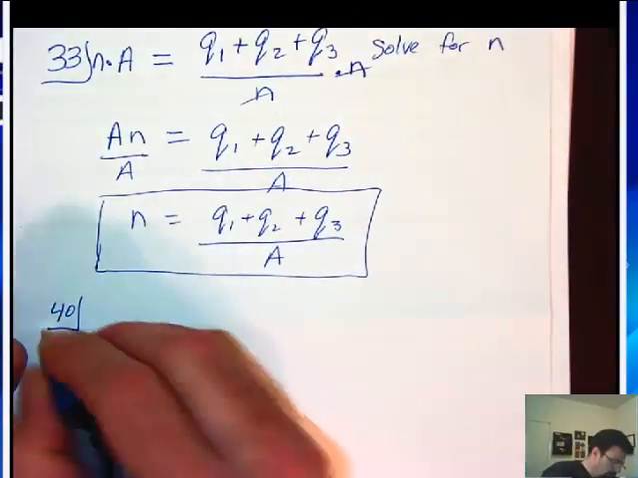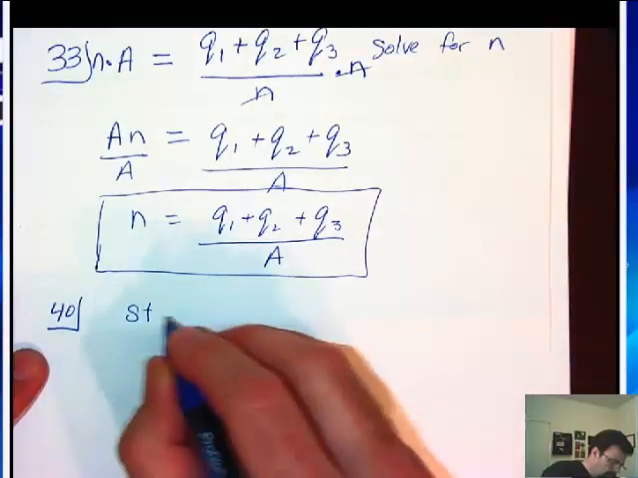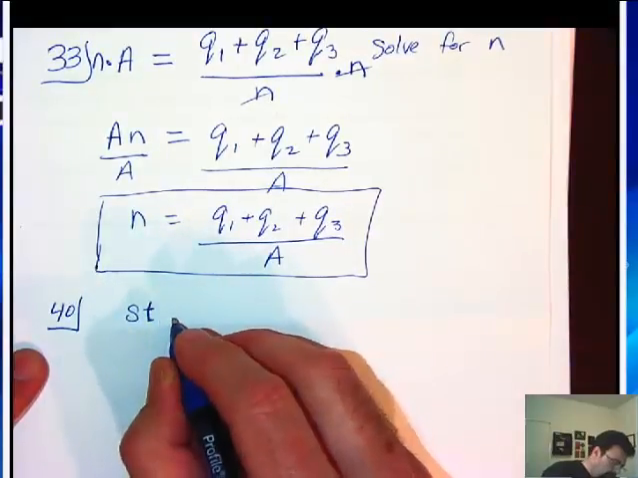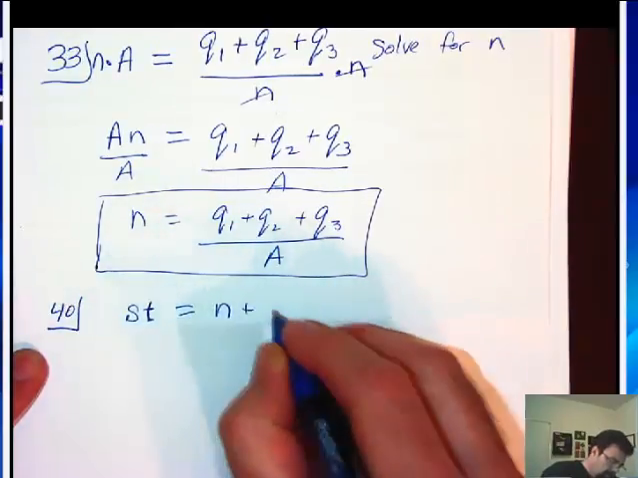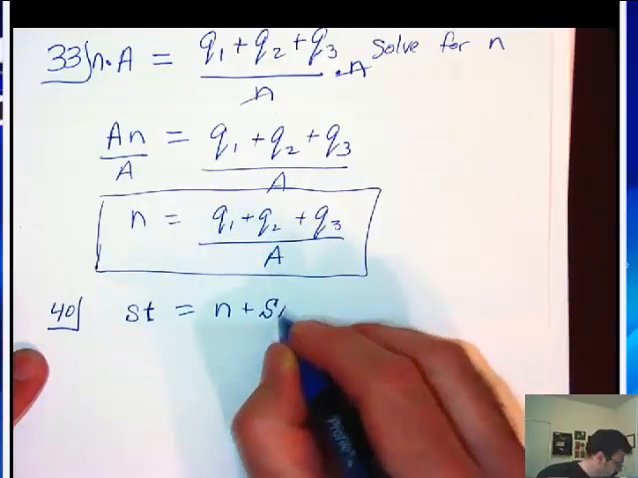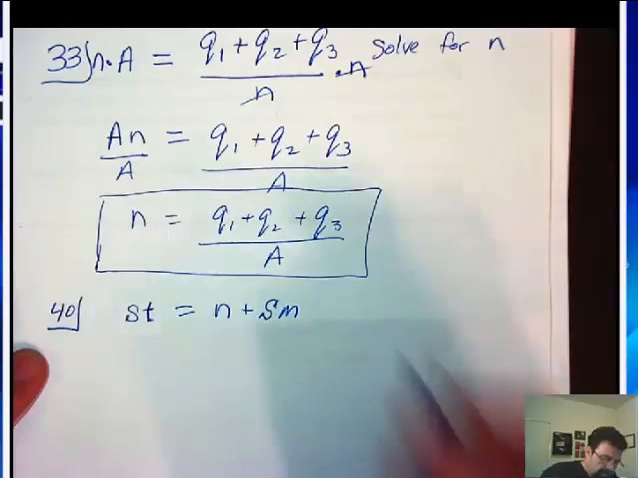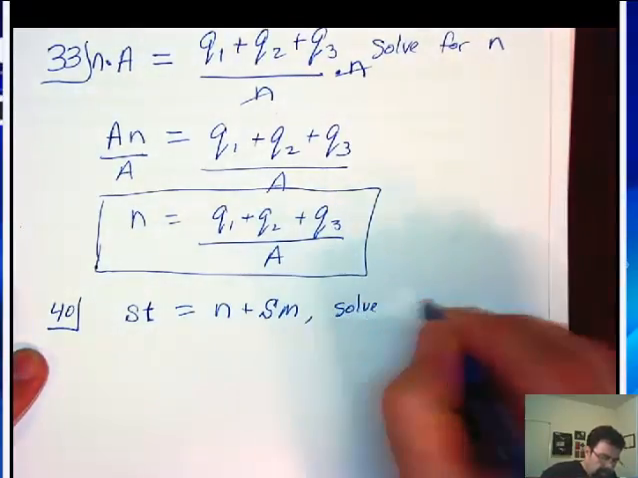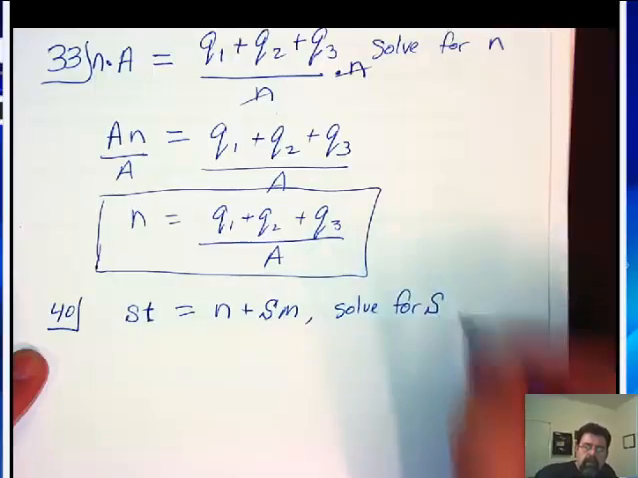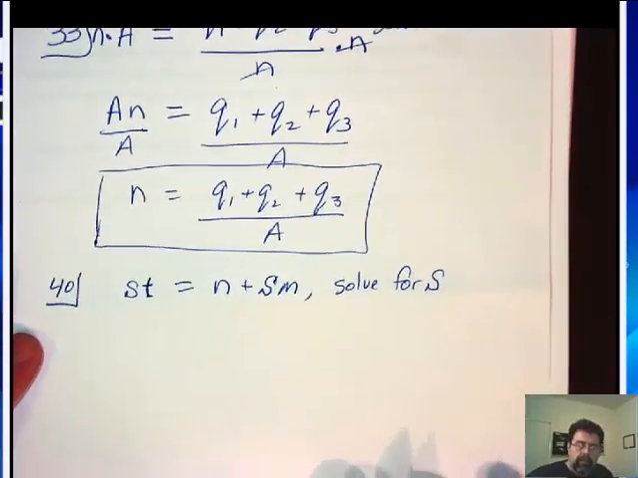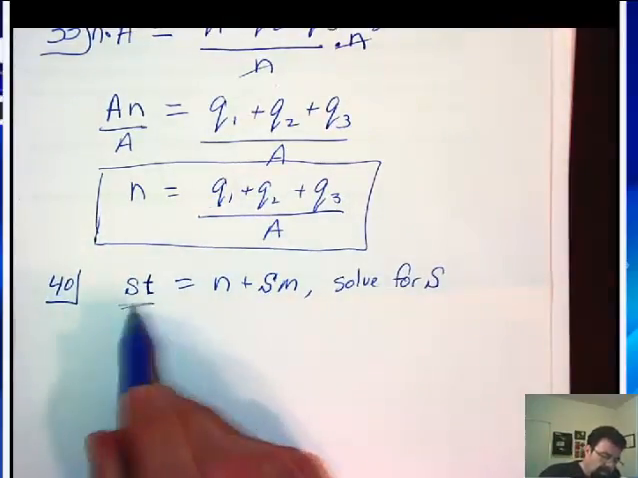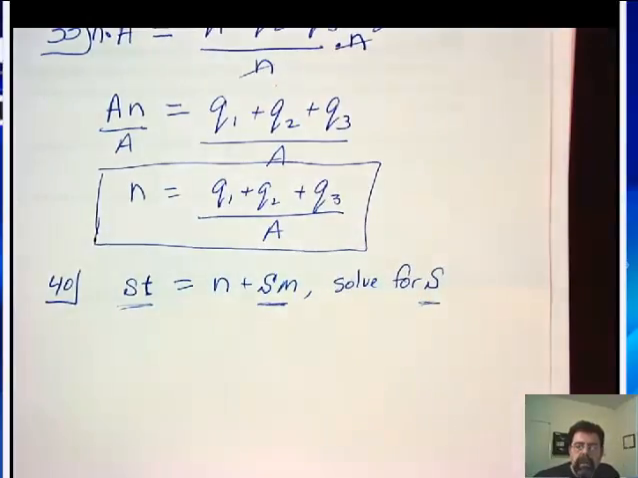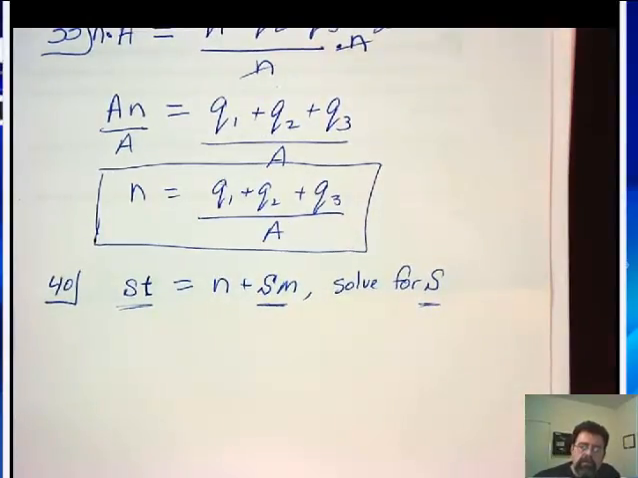Number 40. Now on this one, ST equals n plus SM. Solve it for S. Okay, now pay attention to this technique. Whenever you have more than one term with the variable you're going for, your first step would be to collect all those terms onto the same side. Get them all on the same side.